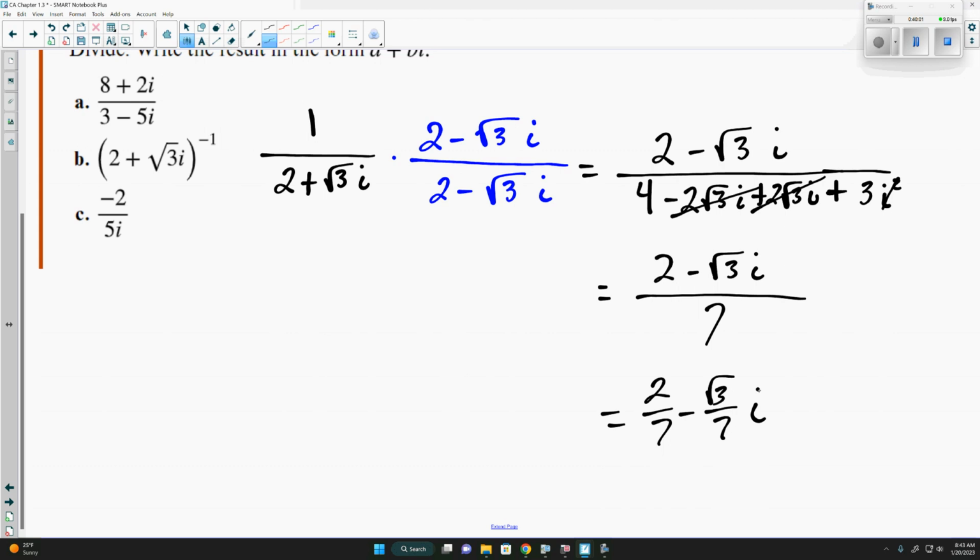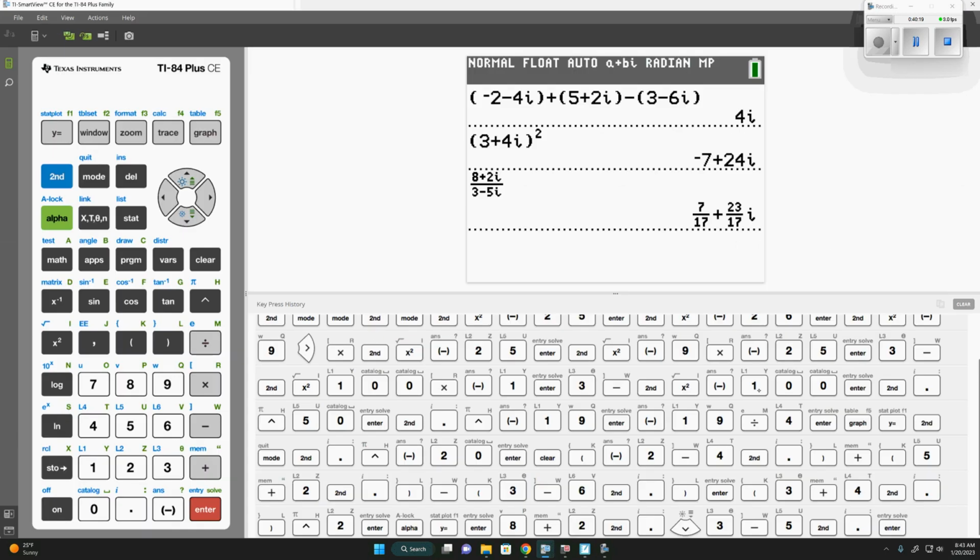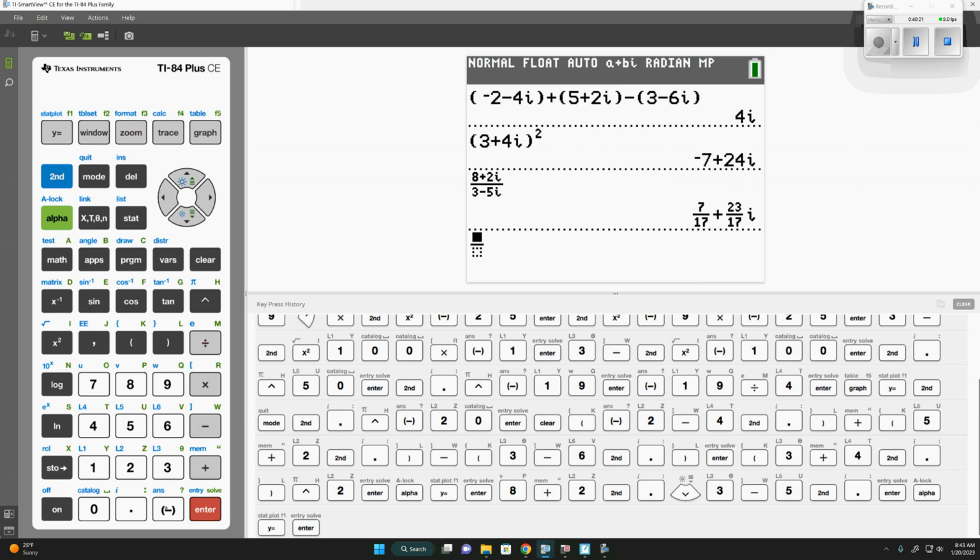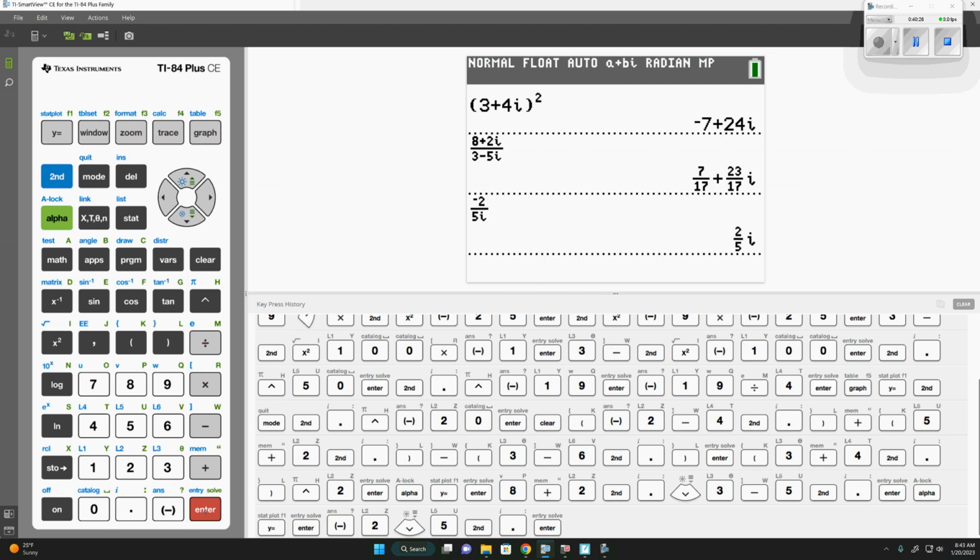Questions on this here? Good with this here? Now the last one, really we would multiply by the complex conjugate. So that would be negative 5i on top and bottom. Yes? Are there any radicals? Alpha y equals, enter, negative 2 over 5i. Negative 2/5 i. And a would be 0.